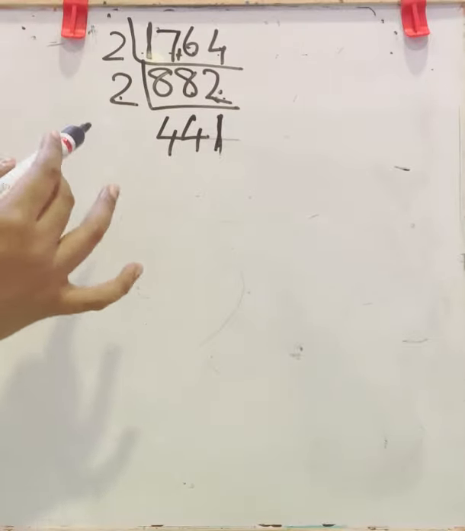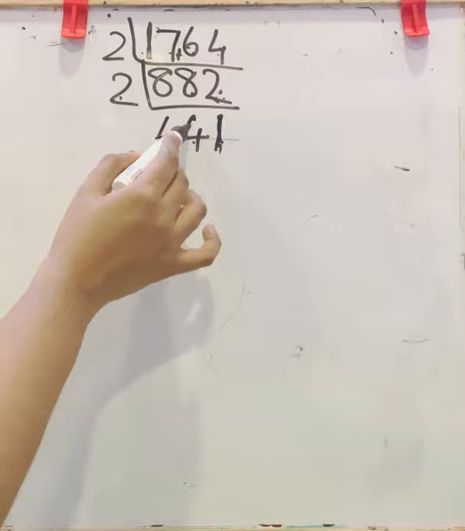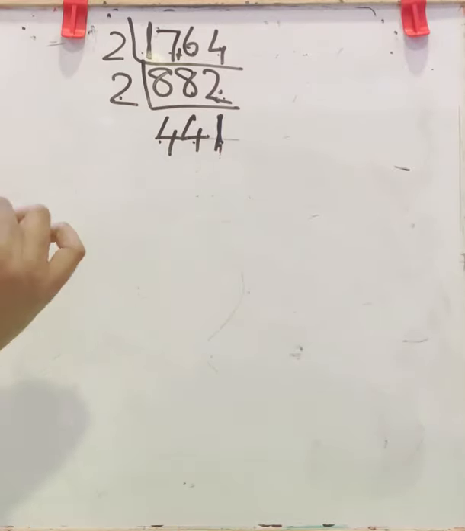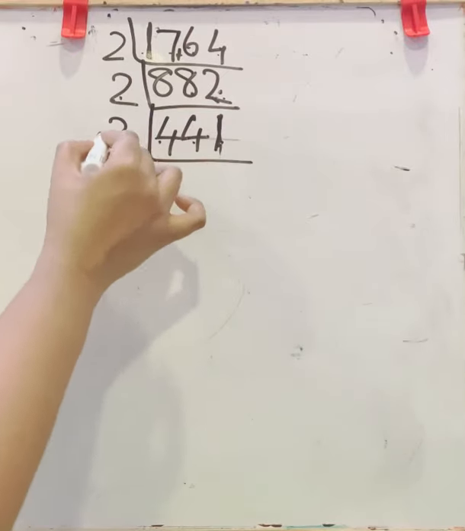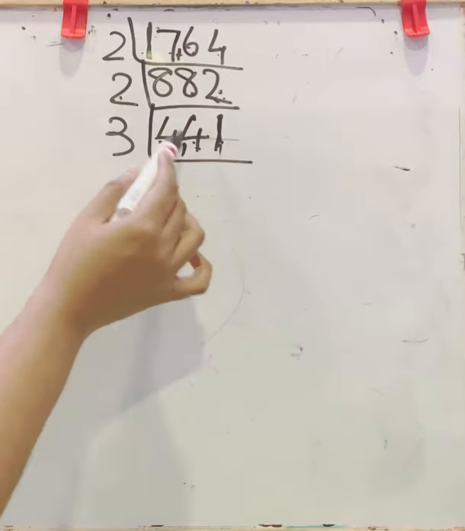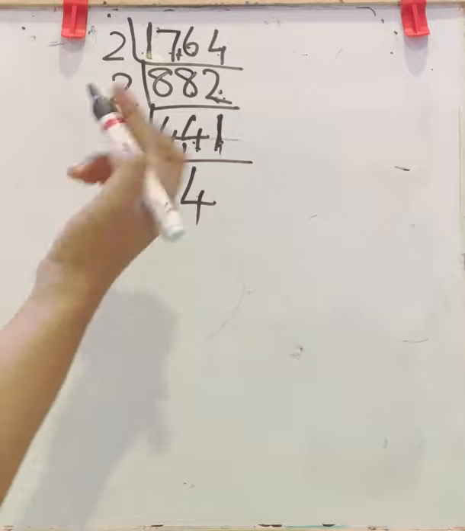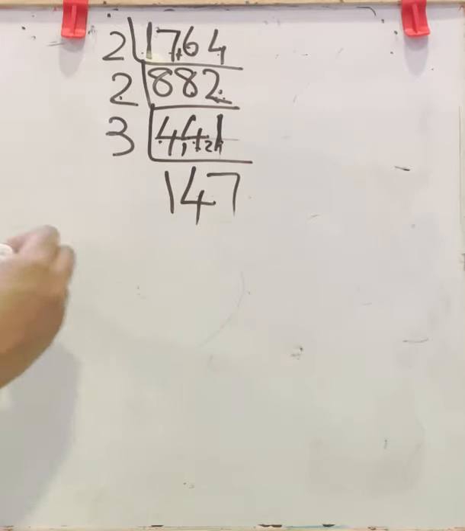continue with 2. Next is 3. For 3, you have to add the digits: 4 plus 1 plus 4, that is 9. Yes, 9 is a multiple of 3, then this whole number will be divisible by 3. Starting with 3. 3 ones are 3. In 4, balance 1. This becomes 14. 4 threes are 12. In 14, after 12, 2 is the balance. This becomes 21. 7 threes are 21.